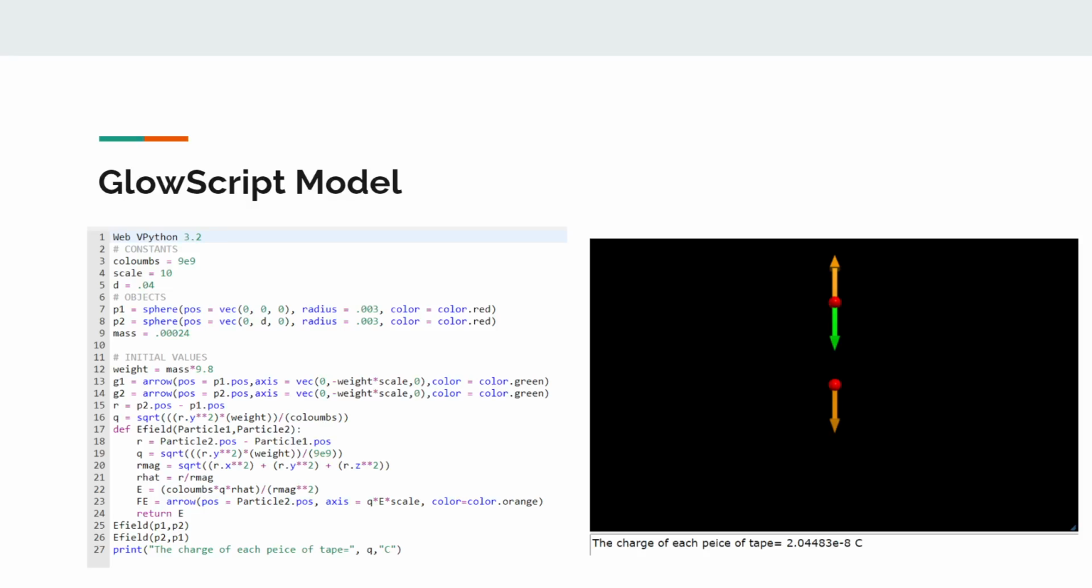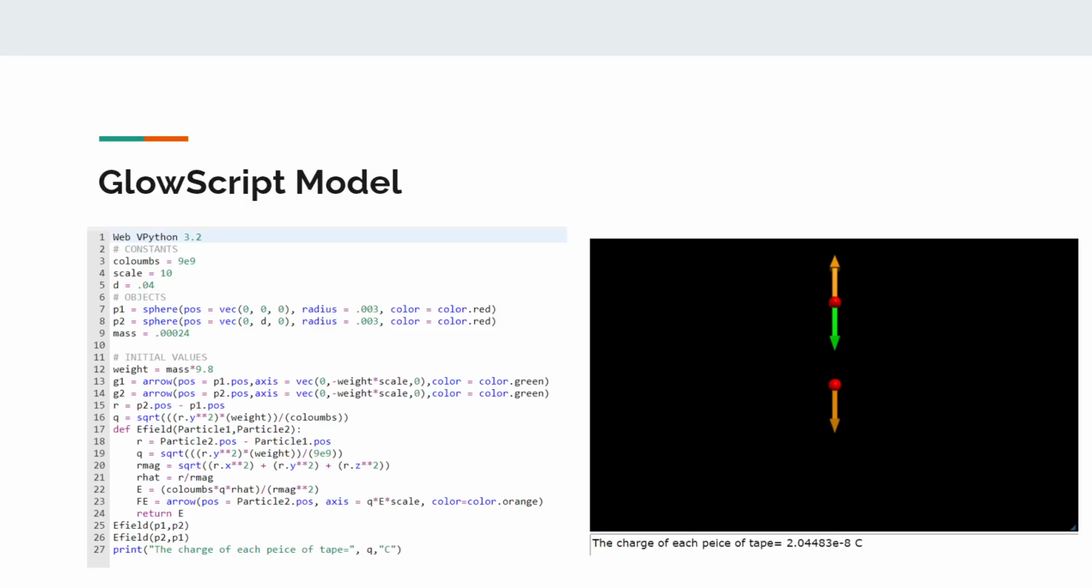0.00024 kilograms. And then to calculate the weight or the force due to gravity, we just multiply that by 9.8. And the gravity arrows are in green. One is covered up on the bottom by the force due to the electric field, but it's the same magnitude and direction. We get our R by subtracting the position of 2 minus position of 1.